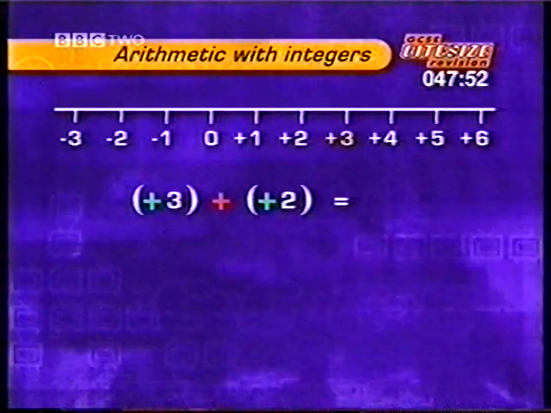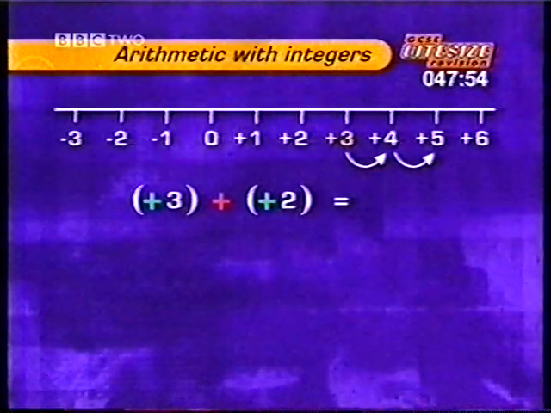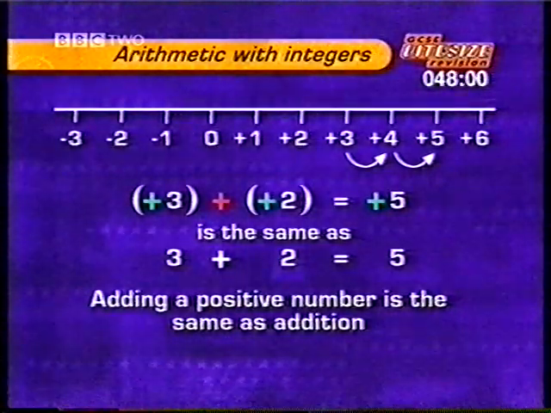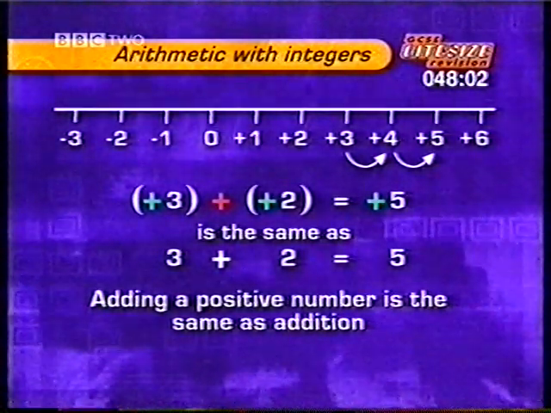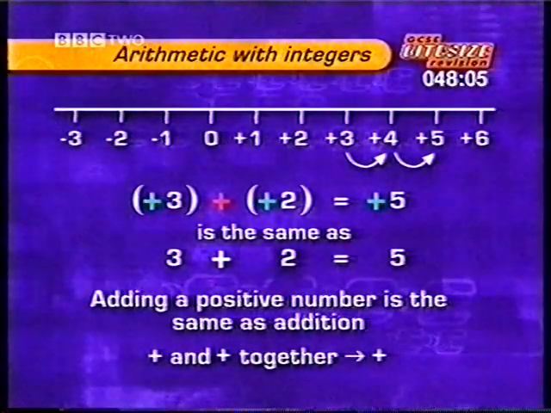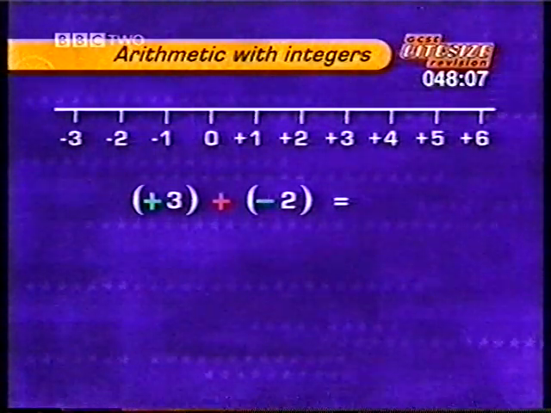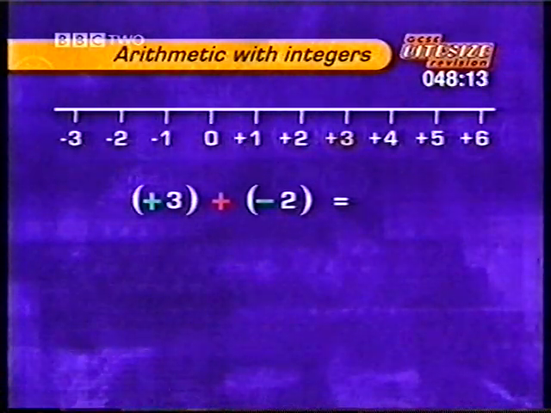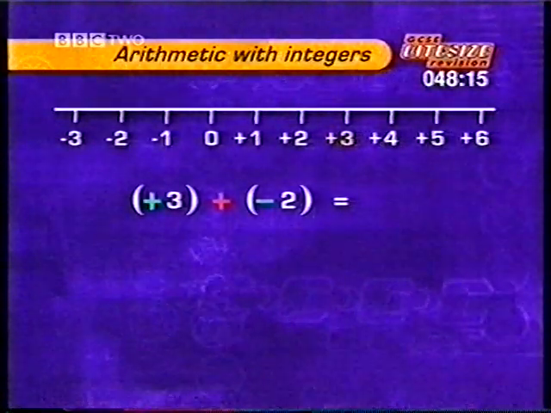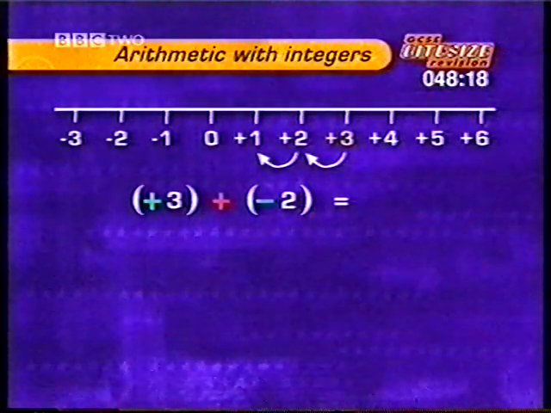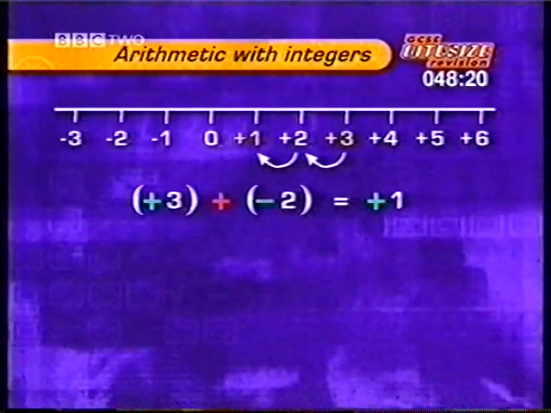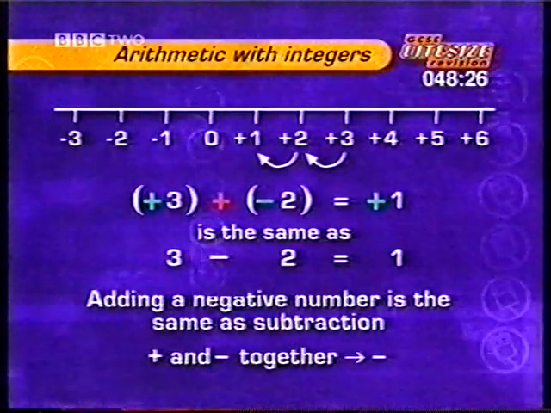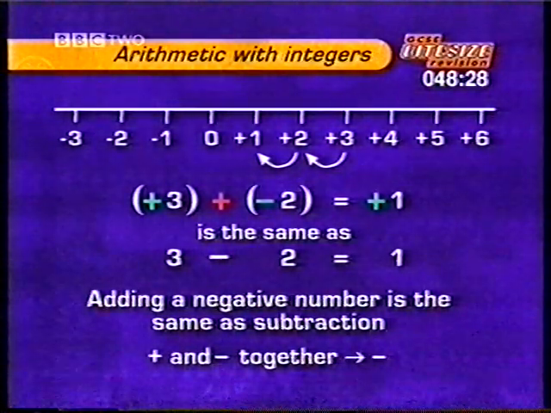Start at positive 3 and count on for addition by positive 2. That takes us on two numbers to positive 5. So adding a positive number is the same as simple addition. A plus and a plus together act like a plus. Here we have the number positive 3 added to the number negative 2. Again, a number line will give the answer. Start at positive 3 and count on by negative 2. That takes us back two numbers to positive 1. So adding a negative number is the same as subtracting that number. A plus and a minus together act like a minus.